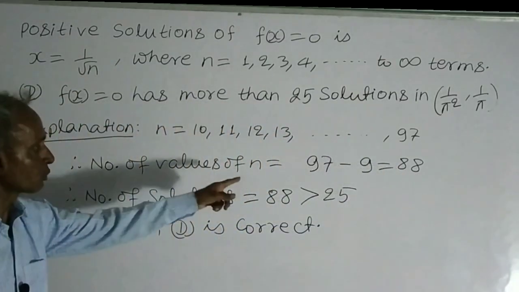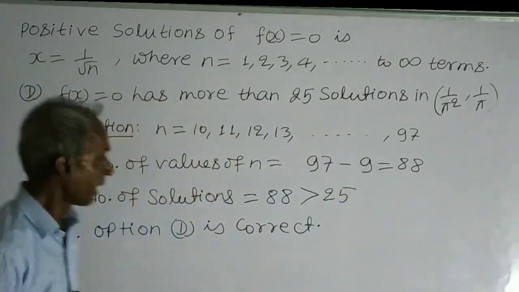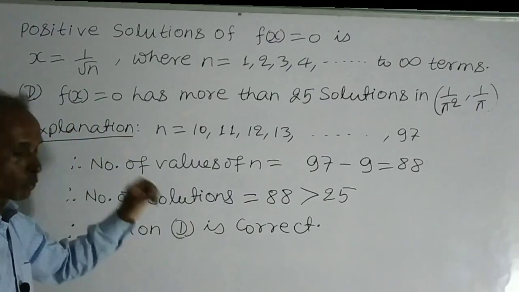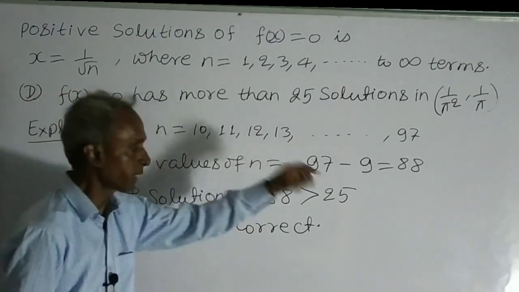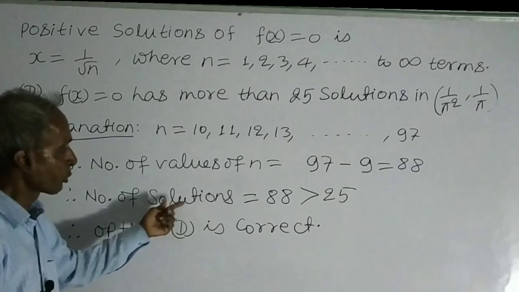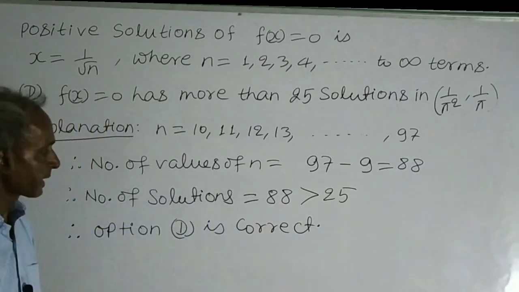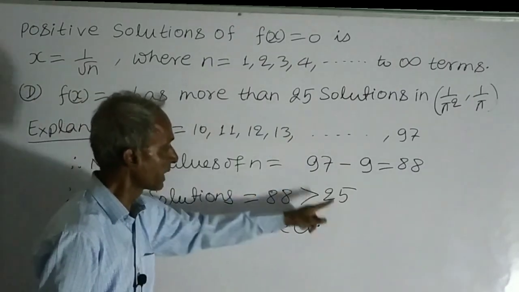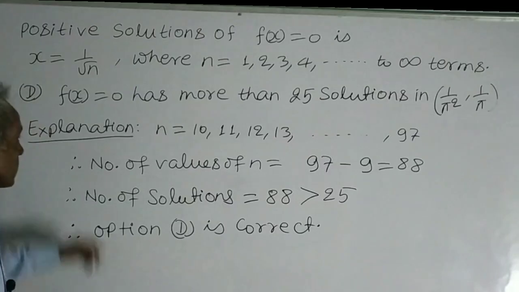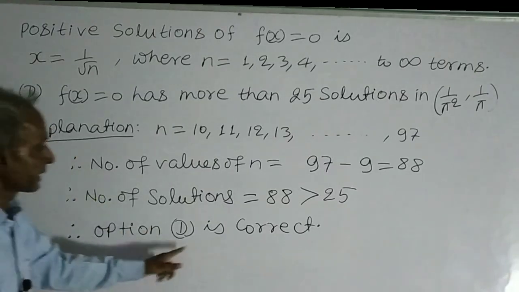Thus the number of values of n is 88, and since the number of solutions is equal to the number of different values of n, the number of solutions is 88. This 88 is greater than 25. Therefore this option D is correct.